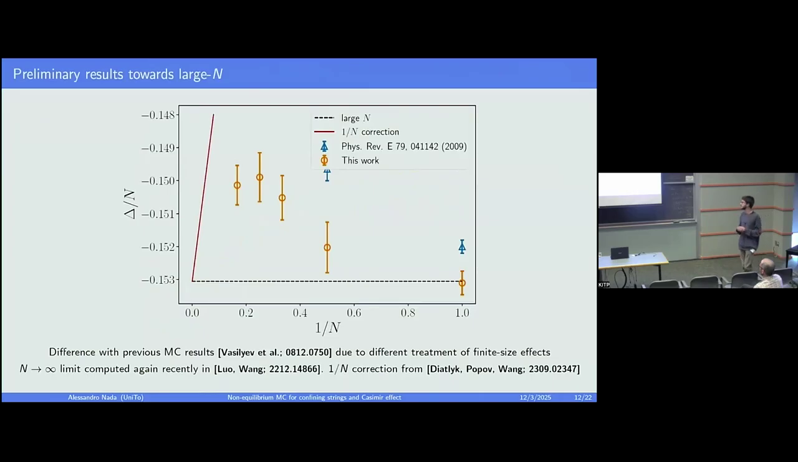We're sorting out the details here. The orange points are our results. There are two determinations from Monte Carlo, which are the blue points. Now, you might be worried that there is something going on here. Actually, the difference here is just due to a different treatment of finite size effects.